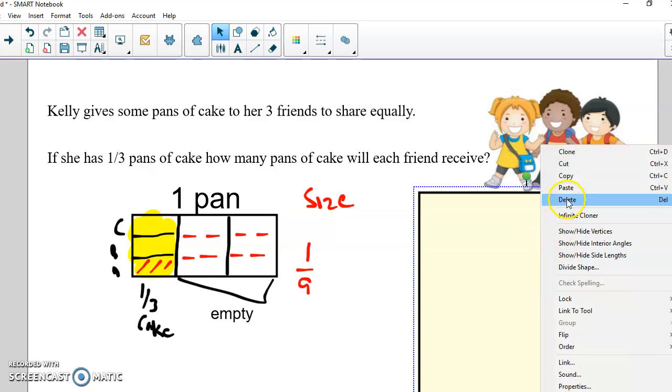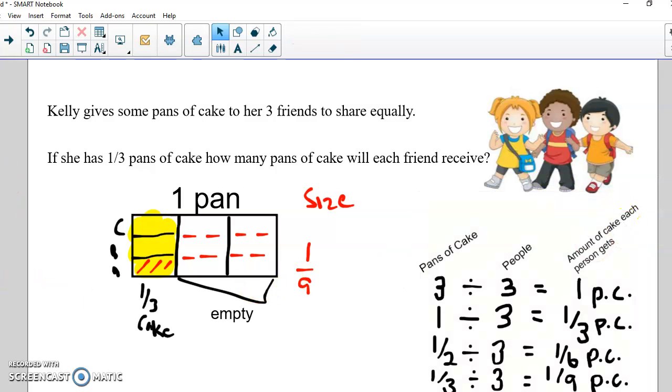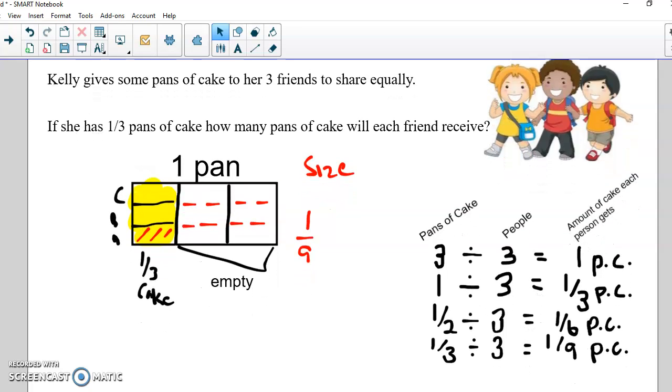So I want you to take a moment and look at the work that we've done so far. What patterns are you noticing? I'm sure some of you noticed it's the same amount of people. And take a look here at the amount of cake each person gets. Why do you think that the amount of cake each person gets keeps getting smaller? I want you to think about that. And I'm going to ask you to reflect in your Seesaw post.